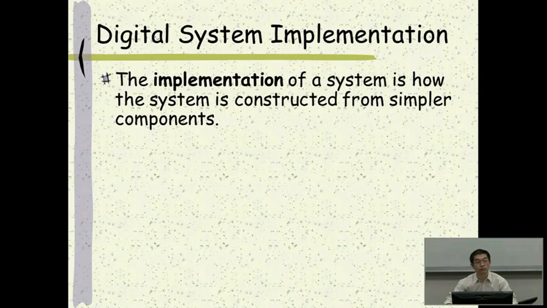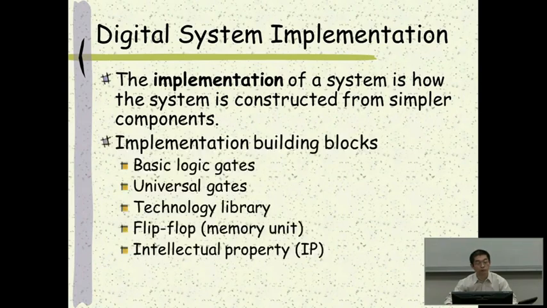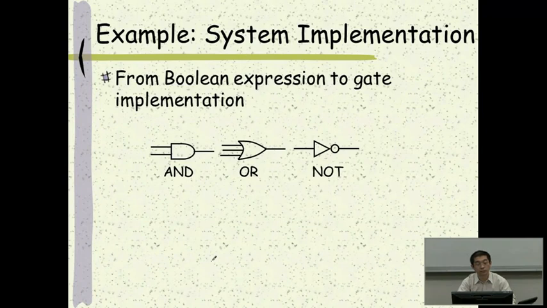And these smaller components, or simple components, or building blocks, can be basic logical gates, can be universal gates, which we are going to define later, or can be some industrial technology library, or we can always use flip-flop to store memory. And also nowadays, when people do reuse-based design, they are talking about using intellectual properties as the building block. Now let's see how we can implement Boolean functions using basic logical gates.